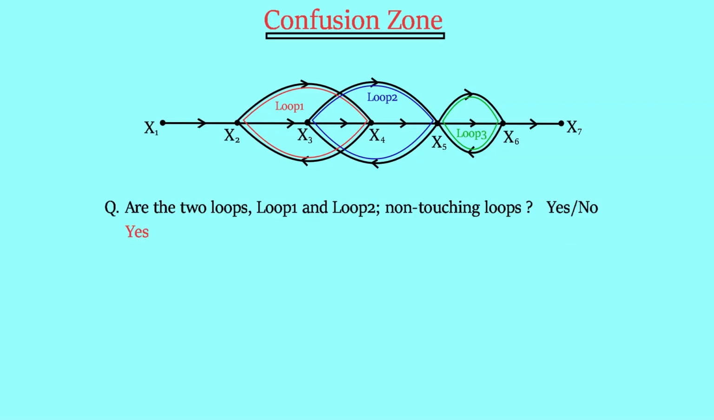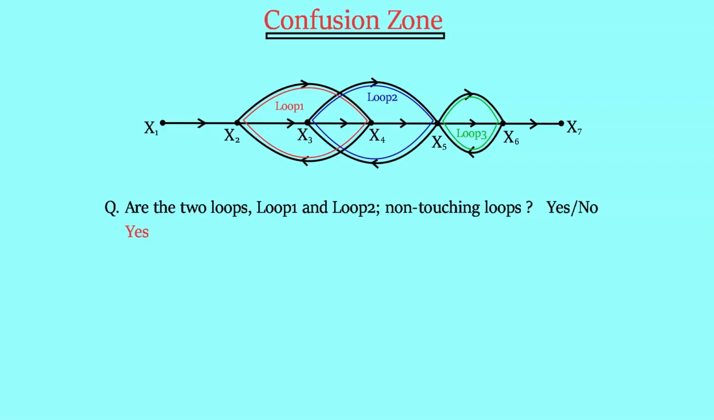The answer is yes. Many students try to connect different topics from different subjects. For example, here many students try to connect the topic of touching loops with the concept of circles, like intersecting circles and concentric circles. But in control systems, the definition of two non-touching loops is that there should not be any common node between the two loops, and that condition is valid here.